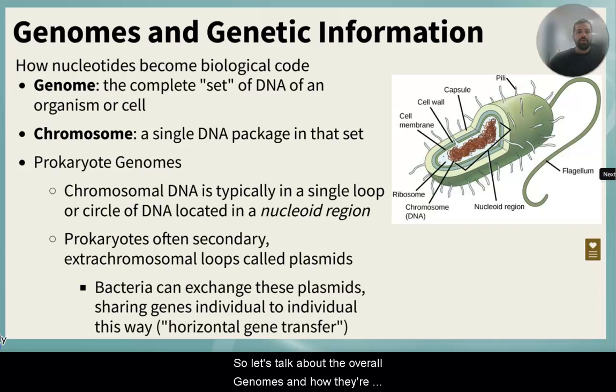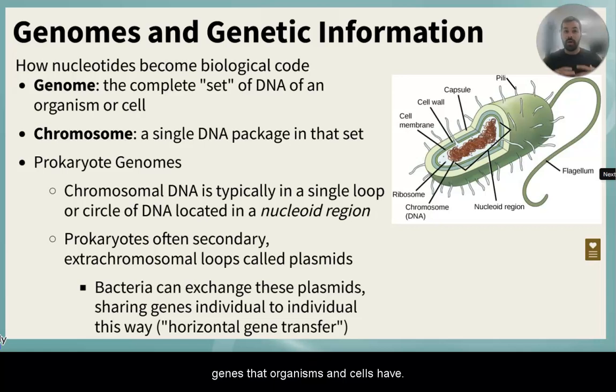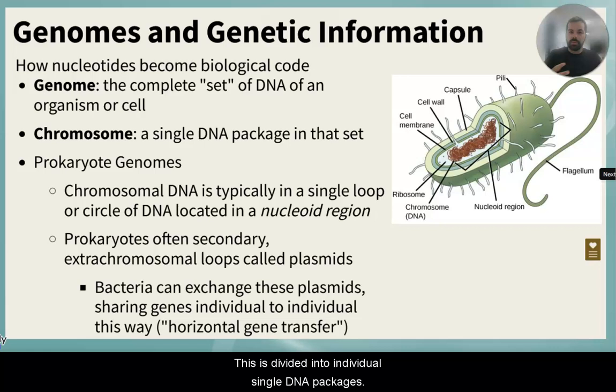So let's talk about the overall genomes and how they're structured, the organization of all the genes that organisms and cells have. So that complete set of all the different types of DNA that an organism or a cell has is what we call the genome. This is divided into individual single DNA packages in that overall set. That's what we call a chromosome. Each chromosome is just one single long DNA molecule. But then you have to keep track of numbers, whether it's what's been duplicated and the different parts of it, but we'll get to that.